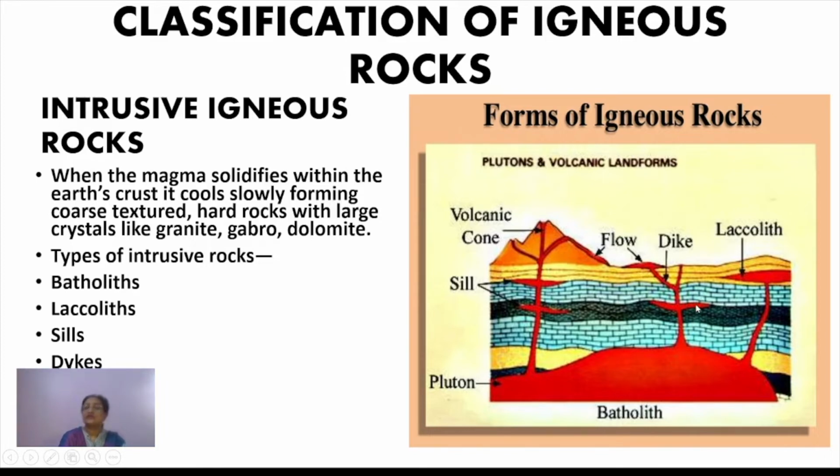Number two is laccolith. Laccolith always has a dome-like shape. Here in this picture you can see this one. This is laccolith, right? Now what is laccolith? Basically, again, it is a type of intrusive igneous rock, but according to its shape it is called by a different name.